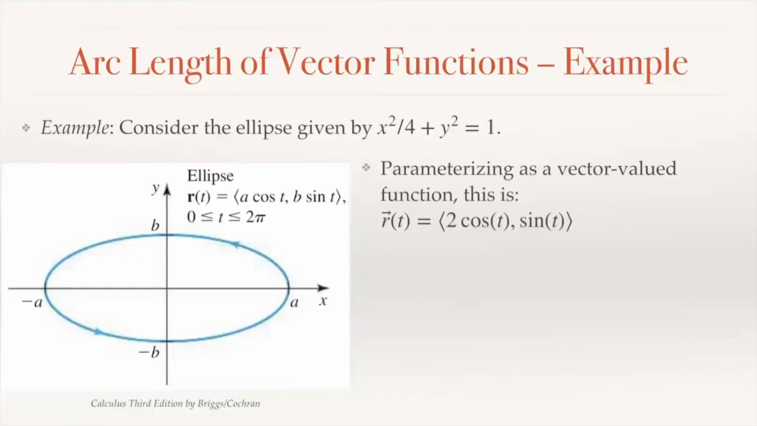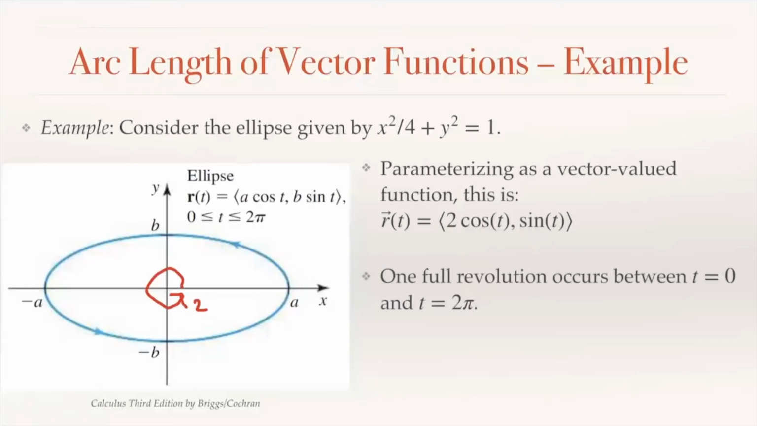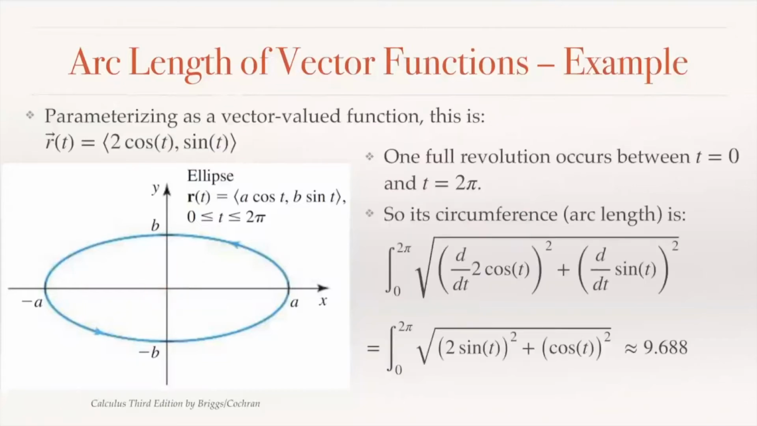One full revolution, just as with the circle, occurs between t equals 0 and t equals 2 pi. As x begins at 2 cosine 0, that's 2. When t is pi over 2, then this goes to 0 and that is 1. Now we're at a height of 1, etc.